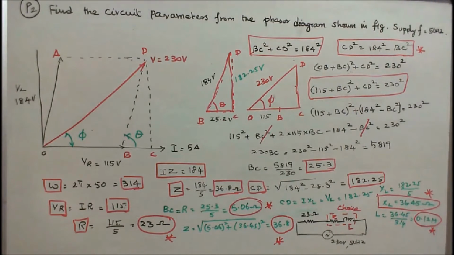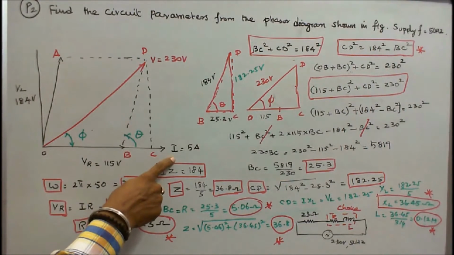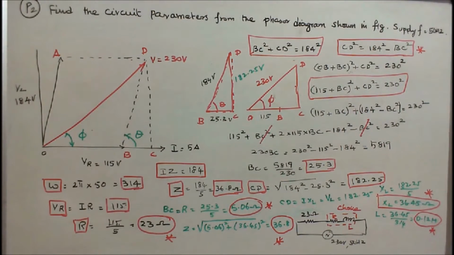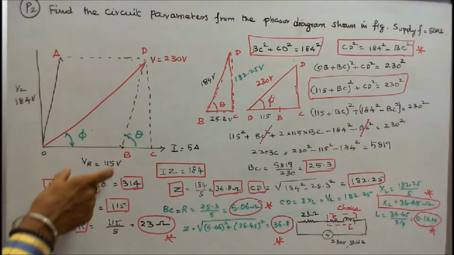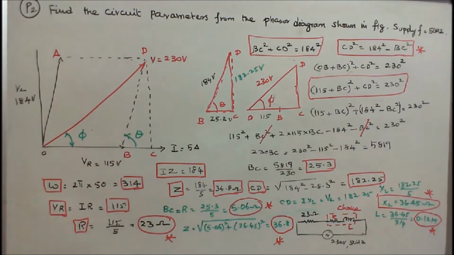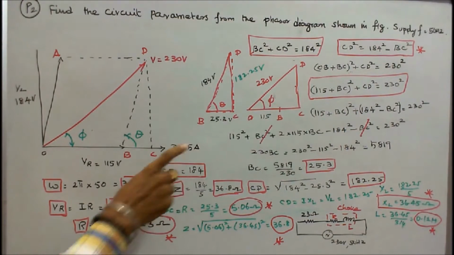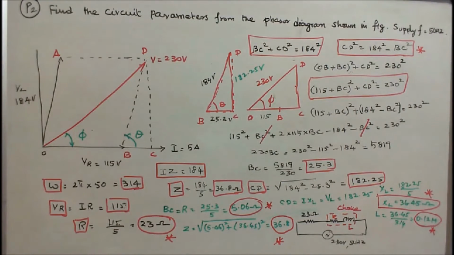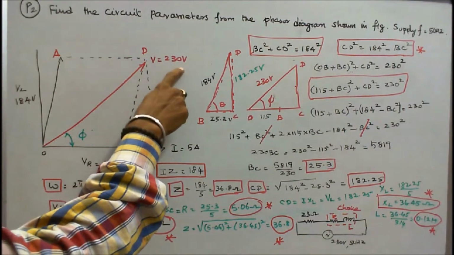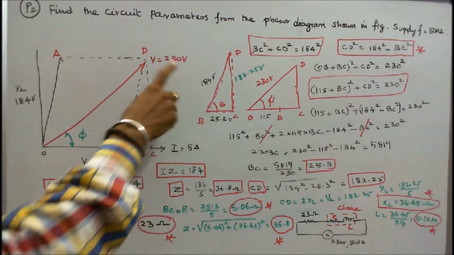Problem number 2. Find the circuit parameters from the phasor diagram shown in the figure. Supply frequency is equal to 50 Hz. This is the phasor diagram. In the phasor diagram I is taken as the reference, hence it is a series circuit. The circuit consists of a resistance and some inductance. Here the voltage across the resistor is given as 115 volts and the current through the circuit is 5 amps. In a series circuit current is constant. Resultant voltage is given as 230 volts, frequency is given as 50 Hz.